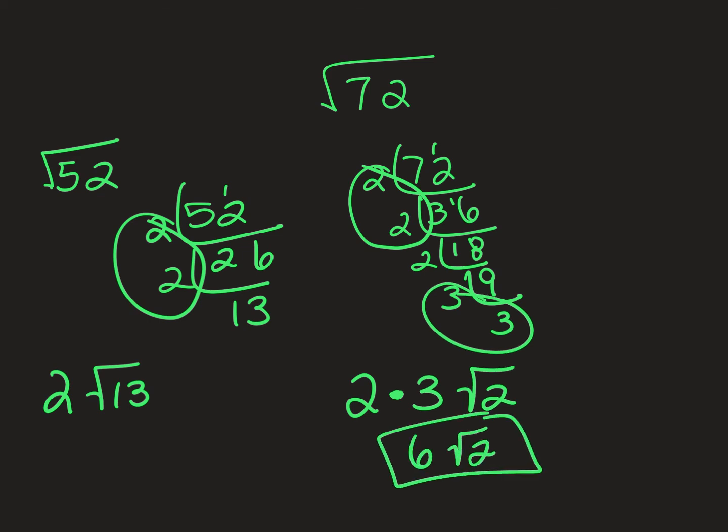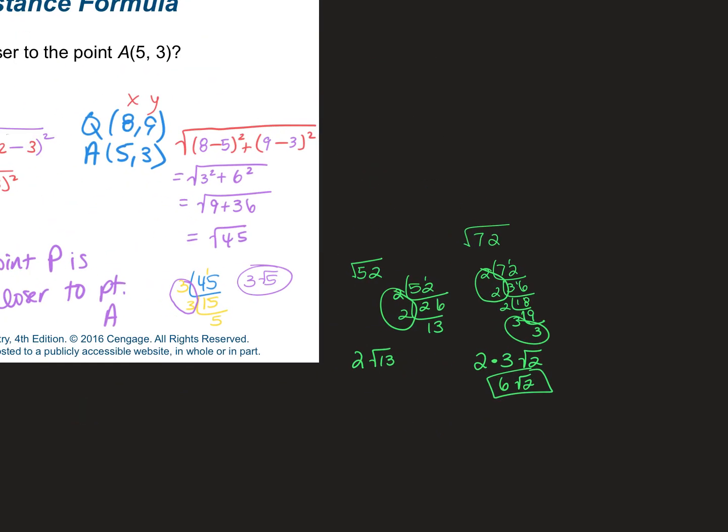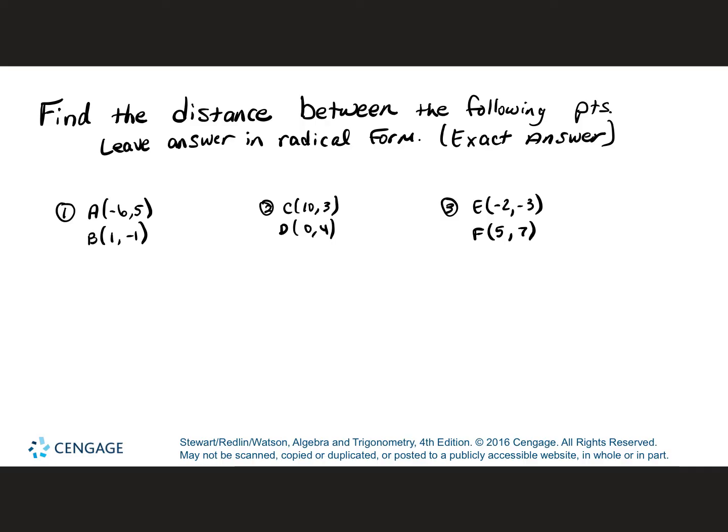Because you're not going to get a lot of tiny numbers. You're going to get a number like 528, and you have to break that down. So you're going to have to use the prime factorization. Questions? We'll practice this more, I promise. All right, let's do some examples here.